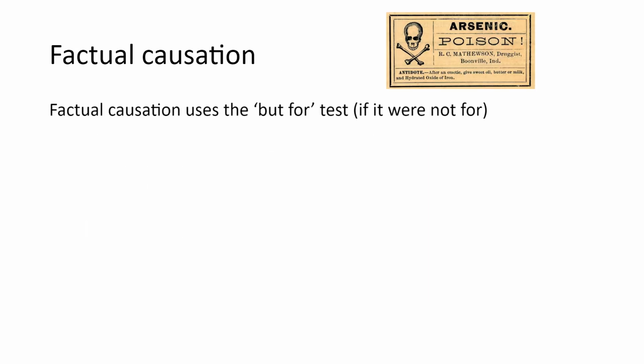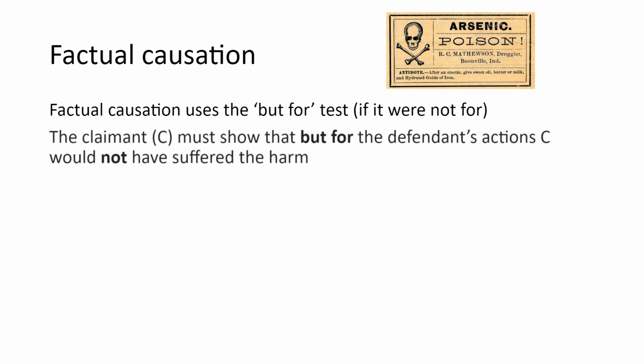So let's have a look at factual causation. It uses the but-for test, if it were not for. So it already has a negative in it. So you must remember not to have a double negative. So the claimant has to show, but for the defendant's actions, the claimant would not have suffered the harm.